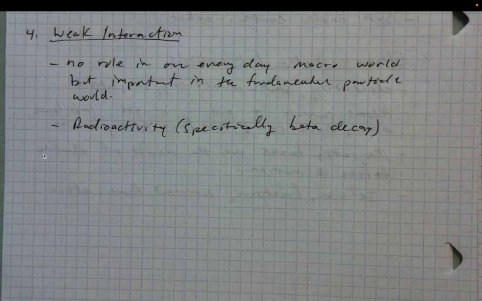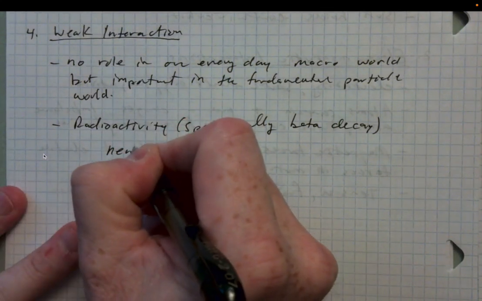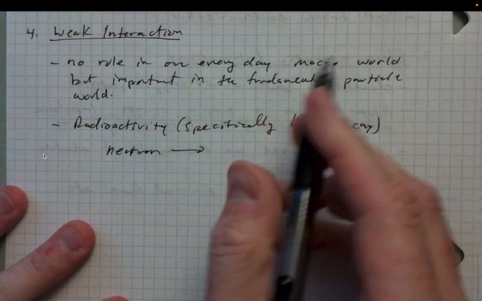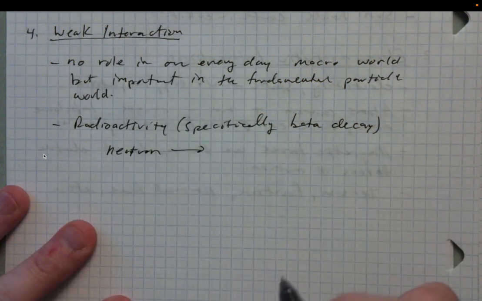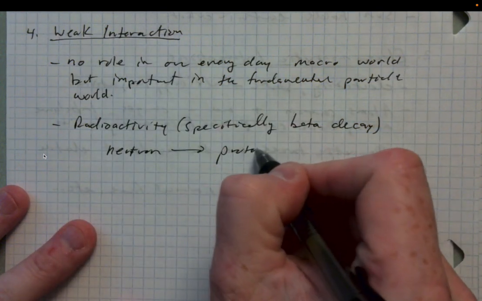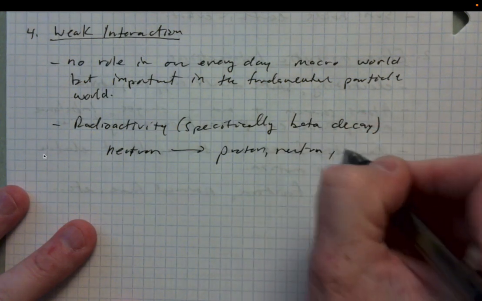And what's really happening in beta decay is hard to describe at this stage in our development, but you can think of it as basically a neutron being transformed into a proton, an electron, and an antineutrino. So you start with a neutron, and it's transformed, through the weak interaction, this beta decay, into a proton, an electron, and an antineutrino.